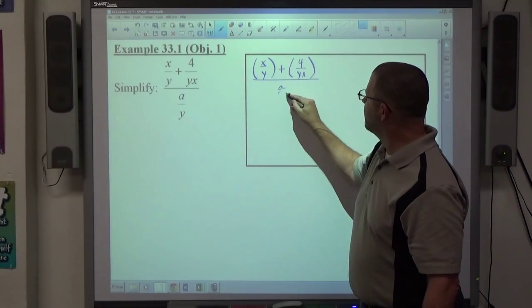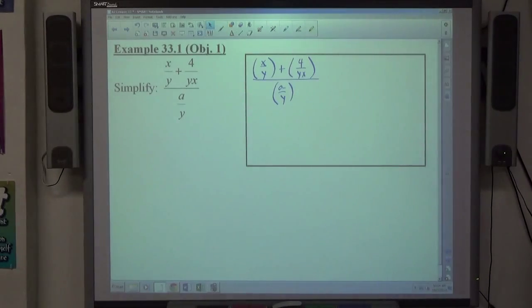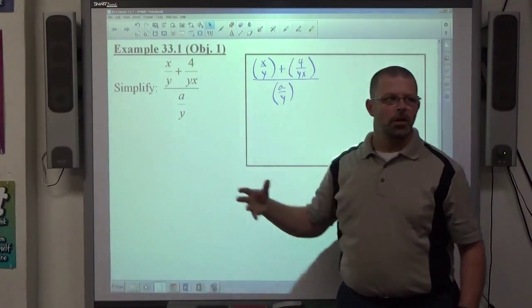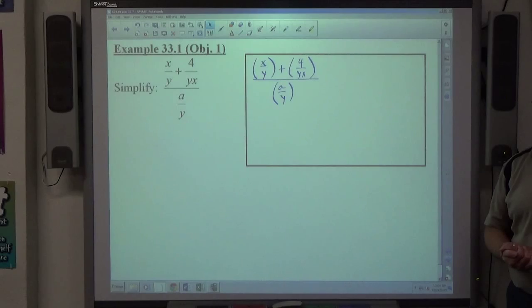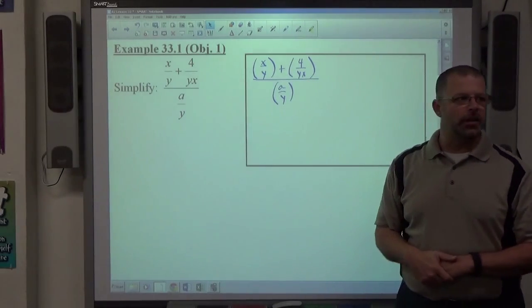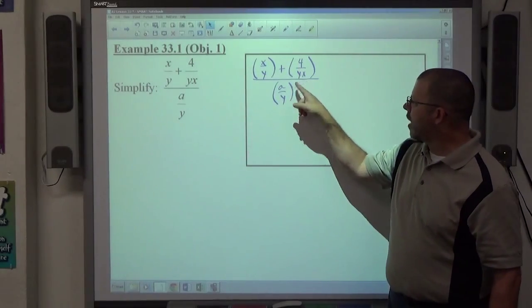over a over y. And I've encased everything in parentheses because mentally I established the main fraction bar is right here. So the identification of the main fraction bar is a mental exercise. Just know what it is. And then write the problem down with everything contained in parentheses. What we have in parentheses is x over y, 4 over yx, and a over y.